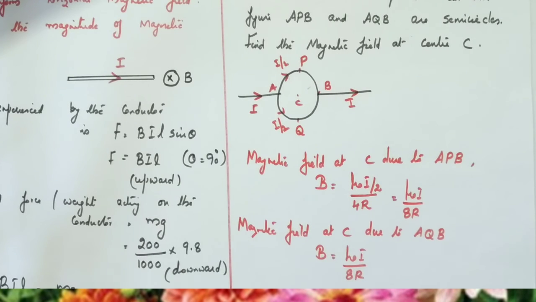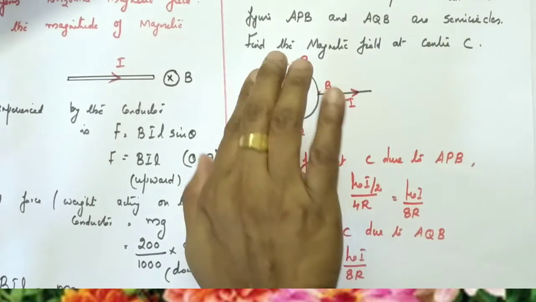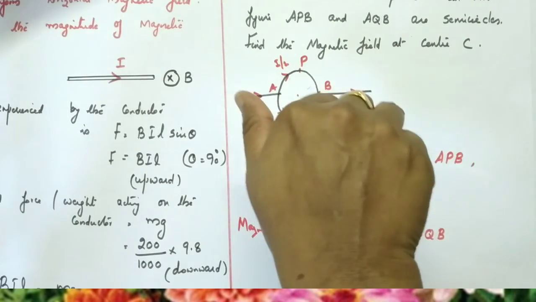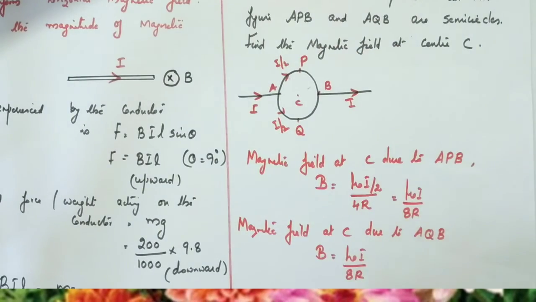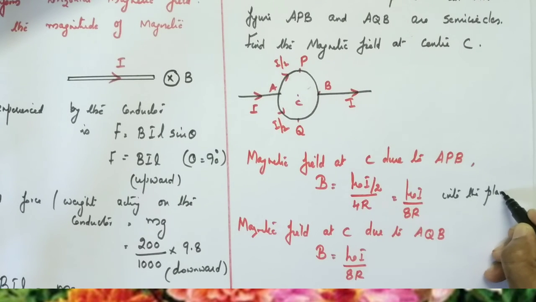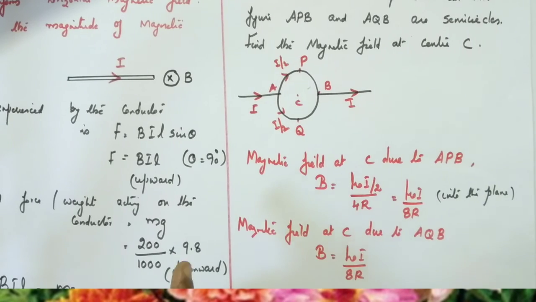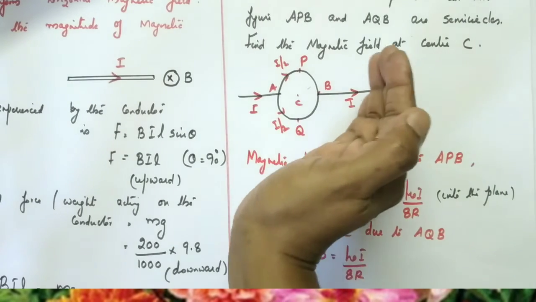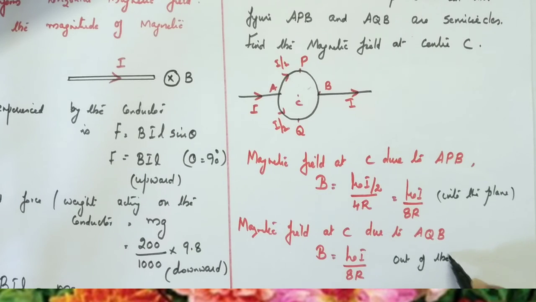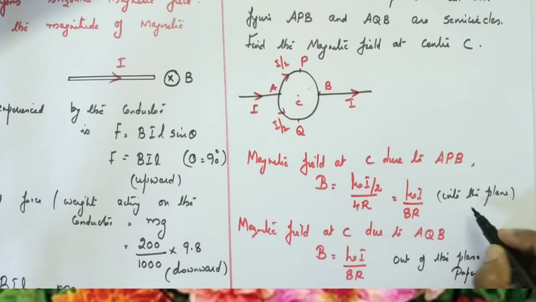Now what is the direction of the magnetic field? How will you find it? If you consider APB, this is the direction of current, so according to the right hand thumb rule, the direction of the magnetic field is into the plane of the paper. For AQB, this is the direction of current, so the magnetic field is out of the plane of the paper.